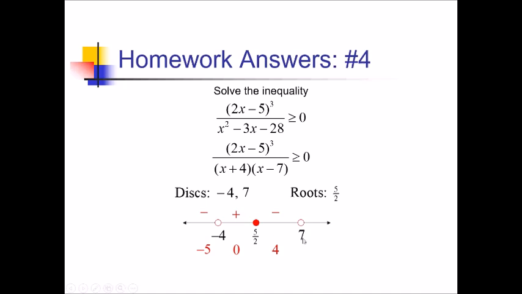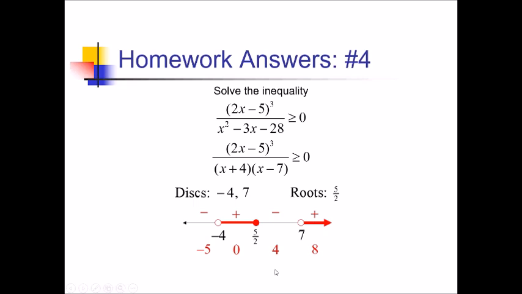And now something bigger than 7, like 8. 2 times 8 minus 5 is positive. 8 plus 4, 8 minus 7, all coming out positive, so we're overall positive on the far right. My inequality said greater than 0. So that means I want all the positive intervals. So there's this second interval right here, along with this far right fourth interval.